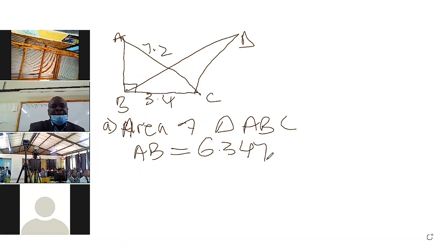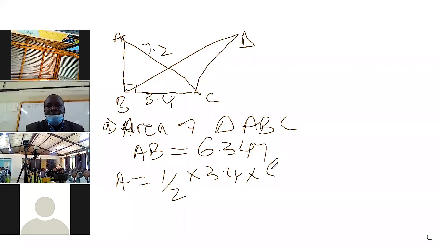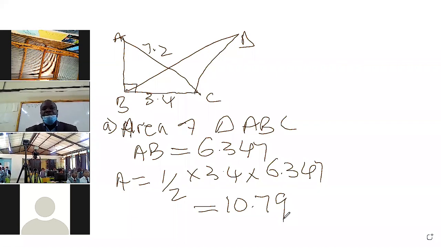And then getting the area now, the area will be the same as a half times 3.4 times this height here, which is 6.347, which is going to give me 10.79 to 4 significant figures. That is what I'm supposed to get.